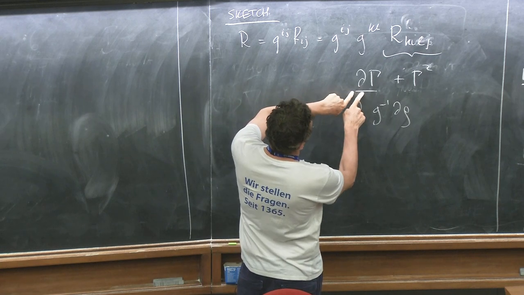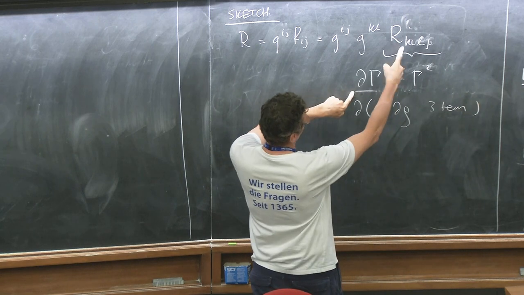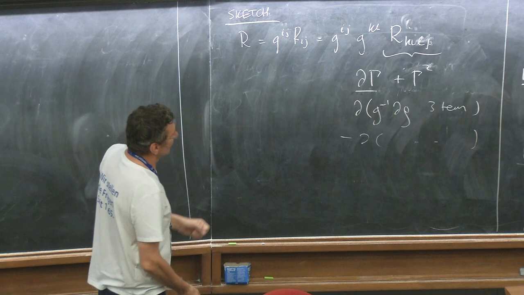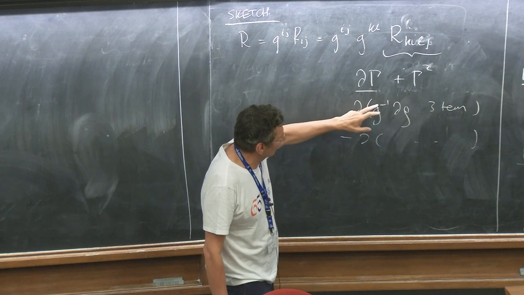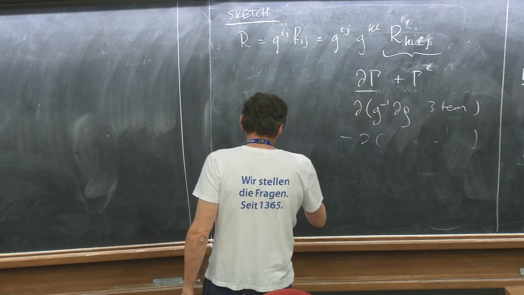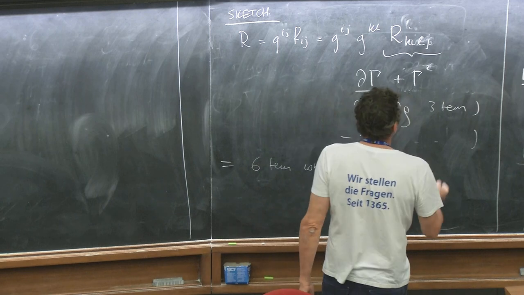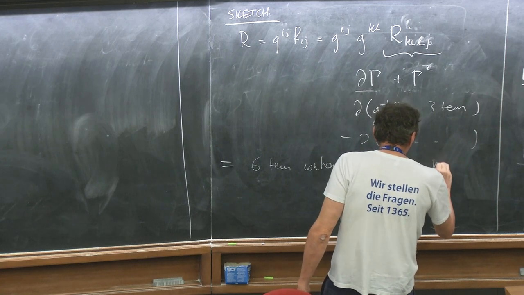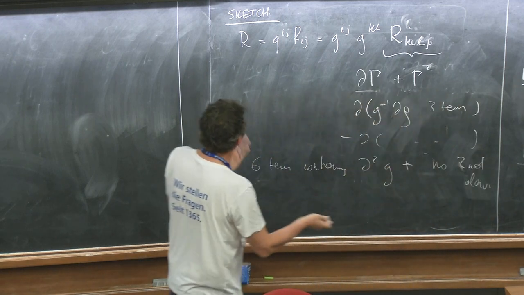If you write it down, there's a 1 half and there are three terms, three times, right? And actually, minus another one coming from the anti-symmetrization. So if you do the derivative, you're going to get second derivatives of g acting here, six terms. Good. And then you do this calculation. So six terms containing second derivatives of g, plus terms which involve no second derivatives. Well, some of them cancel out. You have to do the algebra.